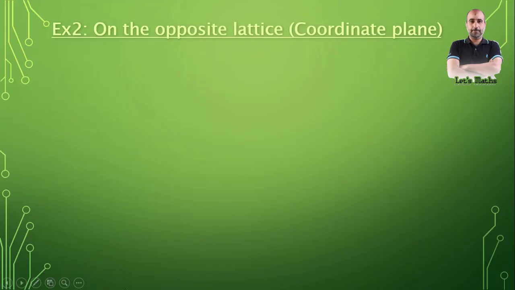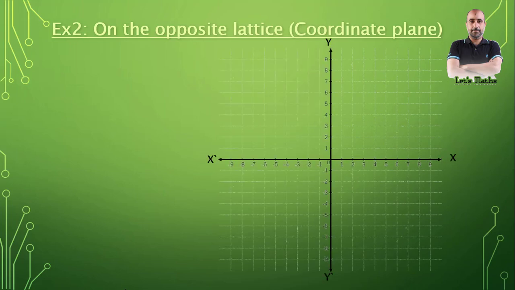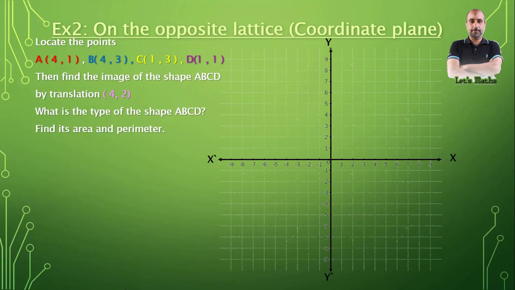Example 2. How can I find the translation or the image of any shape by translation in the coordinate plane? The coordinate plane in the integers. First, locate the points A (4, 1), B (4, 3), C (1, 3), D (1, 1) in the coordinate plane. A is (4, 1): 4 at x, 1 at y. That's where A is.